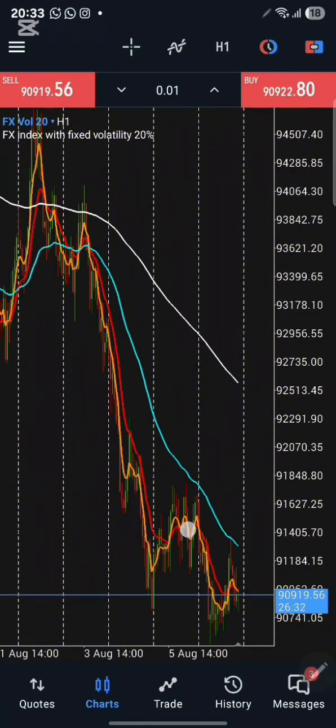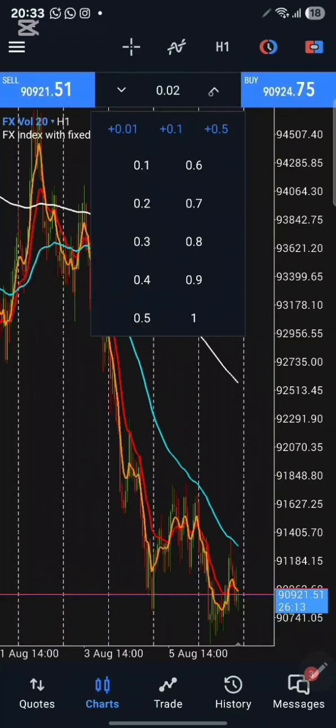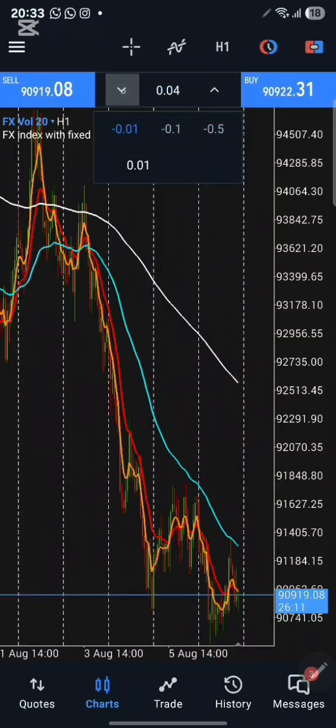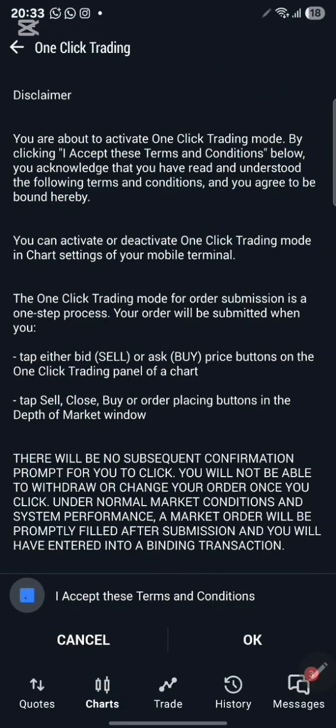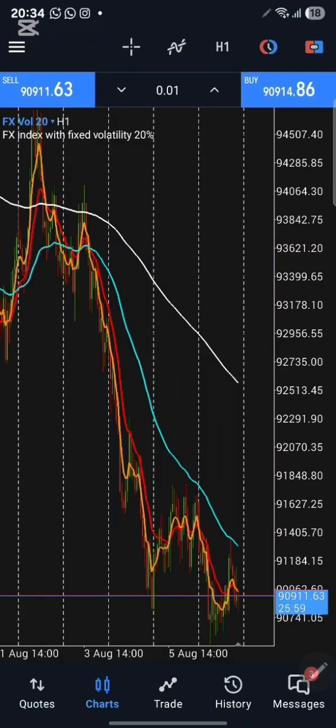So if you do your analysis and then you make a decision to buy, you then click on buy there, right? If you make a decision to sell, you click on sell there. So how then are you going to make profits, right? If you buy and the market goes in your direction, you'll make profits.